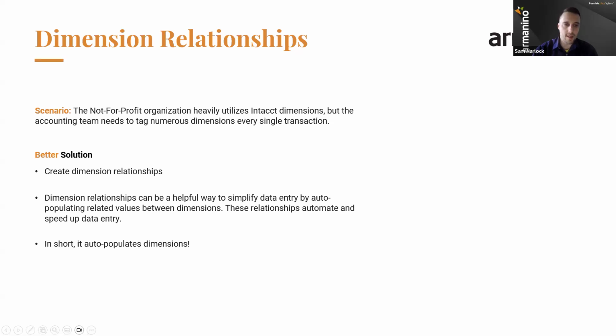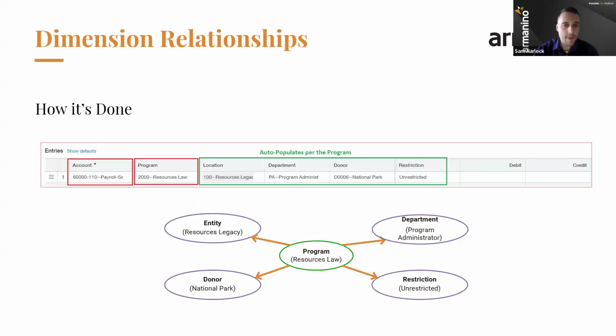So what we can do is create a dimension relationship. And by doing that, when a user selects a single dimension, that will act as a driver and push other dimension fields to populate. So in short, at the bottom there, it says it auto-populates your dimensions for you. Our next slide will talk about how this works.